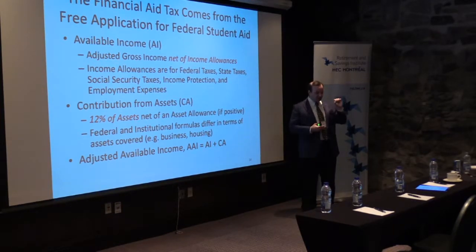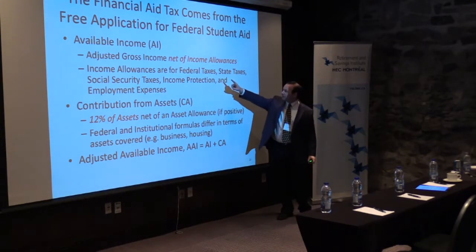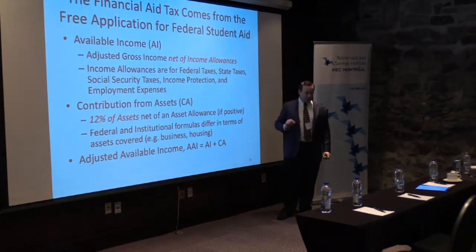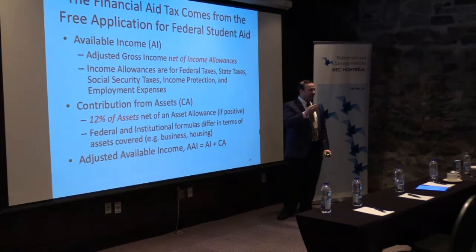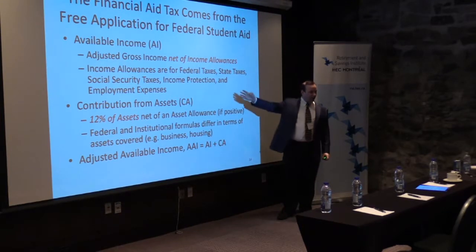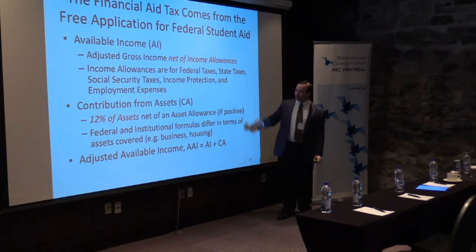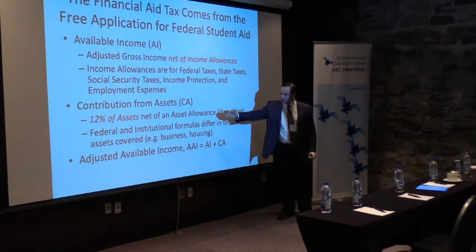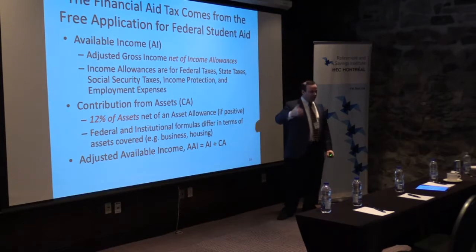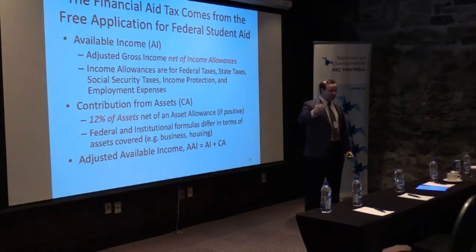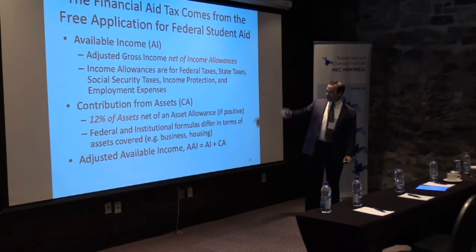That starts with the concept of adjusted gross income, and it subtracts a bunch of allowances. The most important part about that is that these allowances for federal, state, and payroll taxes, those themselves are sensitive to income. So as you're computing what is the implicit means testing, it's a little more complicated than just what the numbers in the formula are. It depends on these underlying elements. There's also a contribution from assets. So every year, 12% of the assets that are in the eligible category are contributed to adjusted available income.